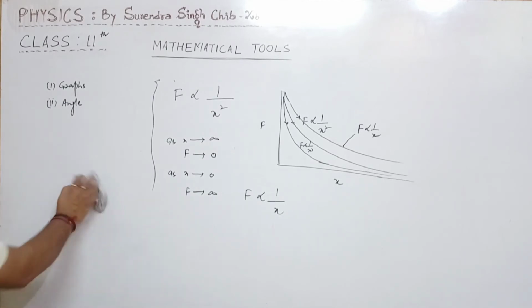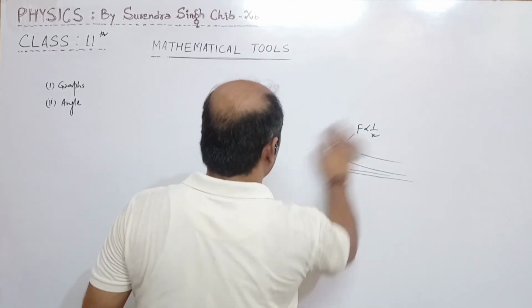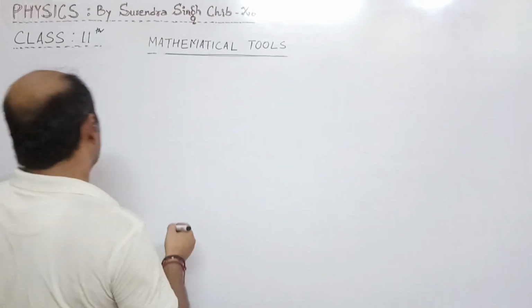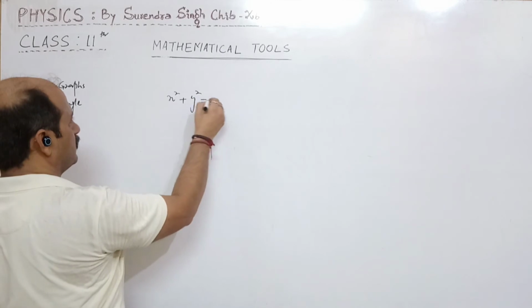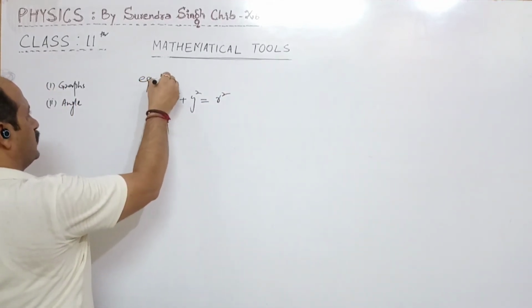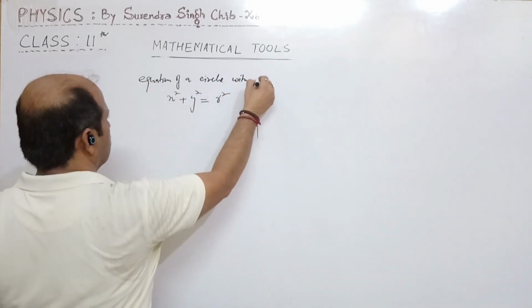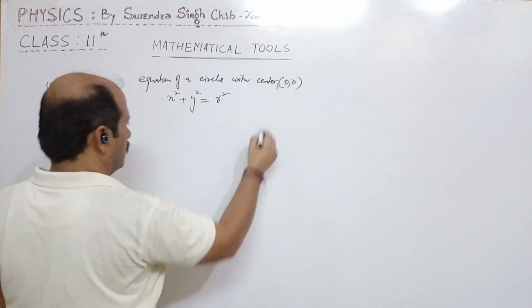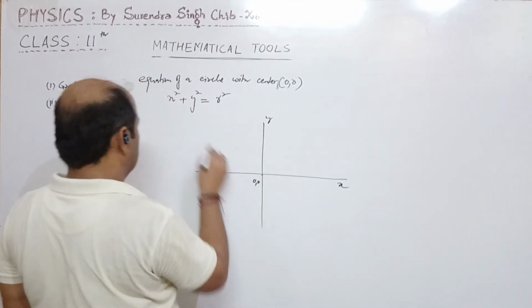Now let's do the equation of a circle. Equation of circle मैं इसलिए बता रहा हूँ क्योंकि this is used in oscillations and waves lesson. Equation of circle is x square plus y square equals to r square. This is the equation of a circle with center at 0 0. तो अगर ये x axis है और ये y axis है और ये center है इसका 0 0, तो this is the equation of a circle.